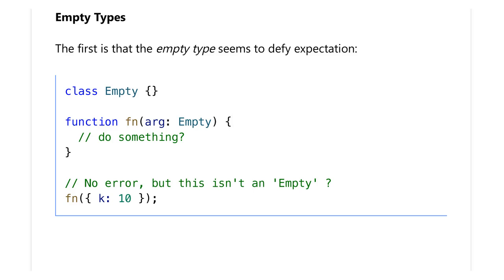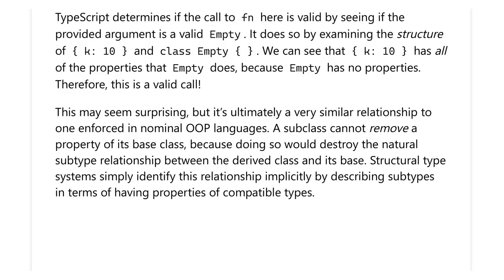class Empty {} function fn(arg: Empty) { // do something? } // No error, but this isn't an Empty? fn({ k: 10 }); TypeScript determines if the call to fn here is valid by seeing if the provided argument is a valid Empty. It does so by examining the structure of { k: 10 } and class Empty. We can see that { k: 10 } has all of the properties that Empty does, because Empty has no properties. Therefore, this is a valid call.